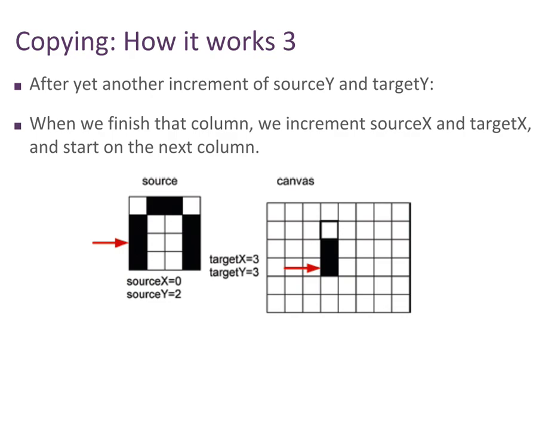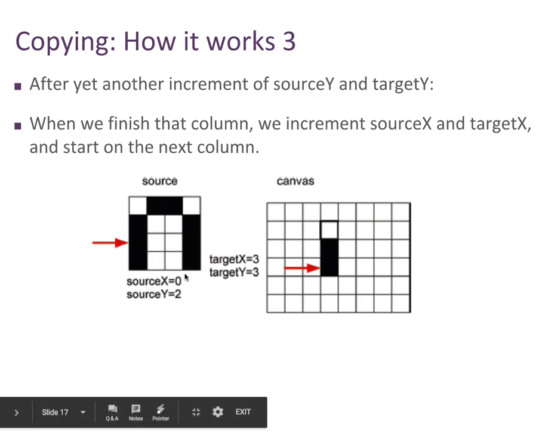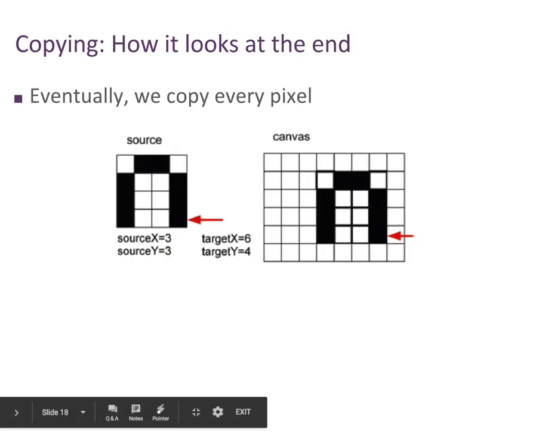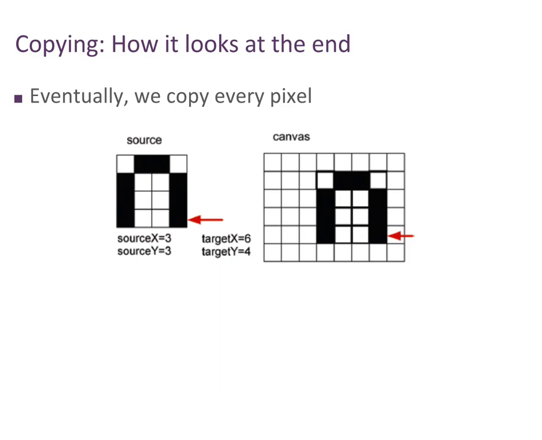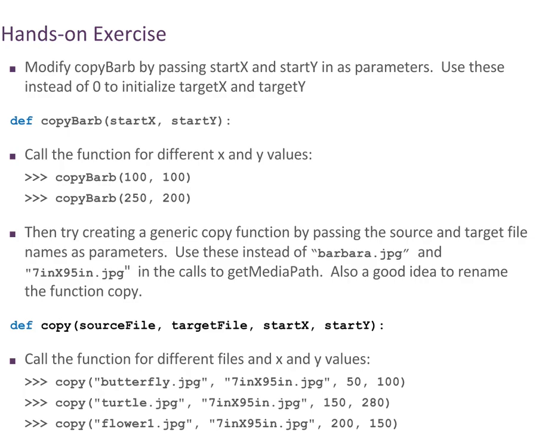the column. And then it'll reset the target Y back to 0 and go back to the top of the X loop and increment it to 1. And so then we'll just end up copying all the pixels from the source to the canvas, only in a different position, not at 0, 0, like we did in the original function.